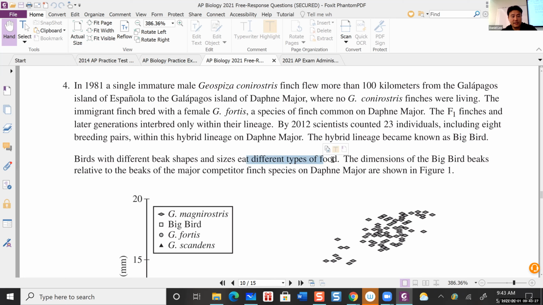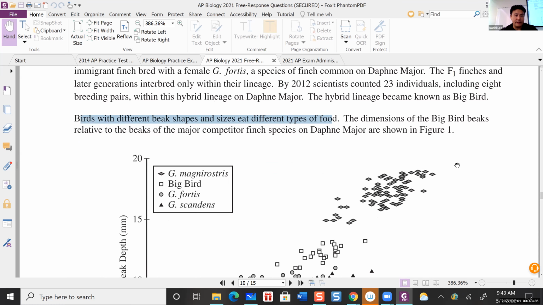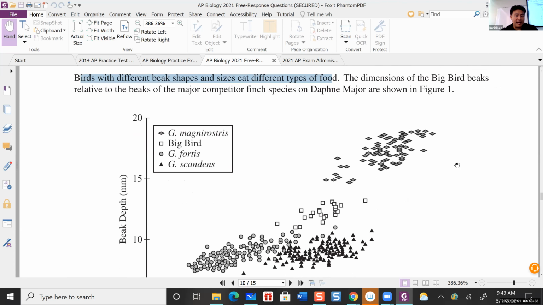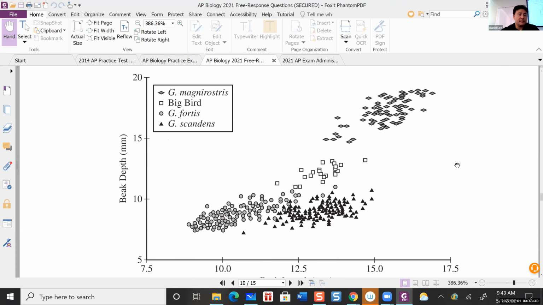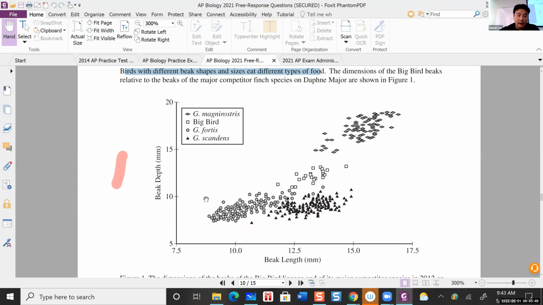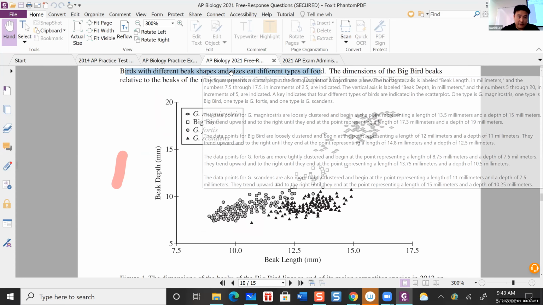So this is a clue, right? We know that already, but you're told this. The dimensions of the big bird's beak relative to the beaks of other major competitors on the Daphne Islands are shown. So here is the data. And if you look at the data, we're told the beak depth, and the other one is the length. So how long the beaks are and how deep the beaks are.